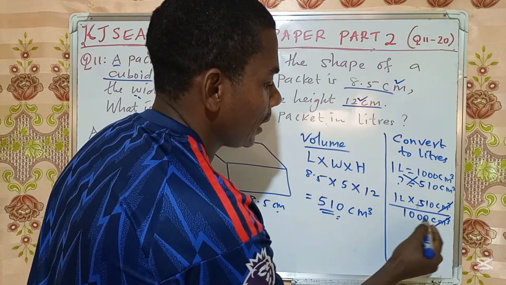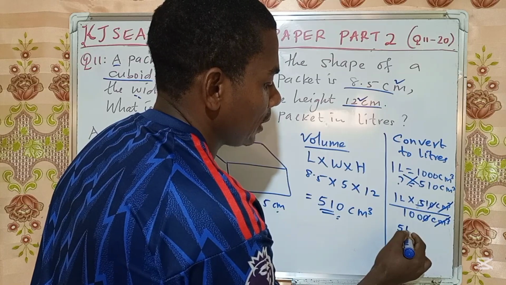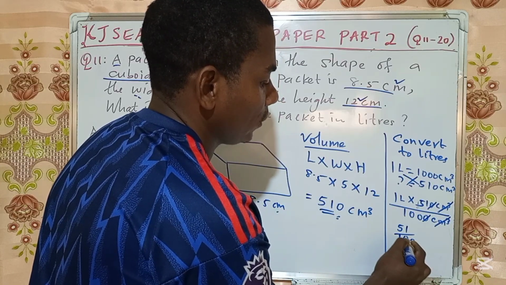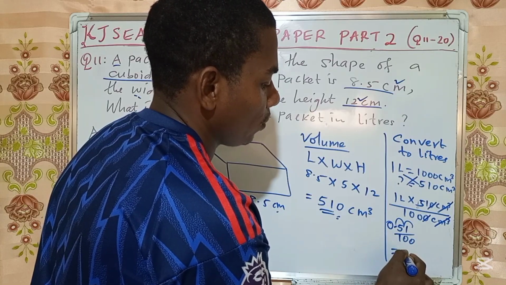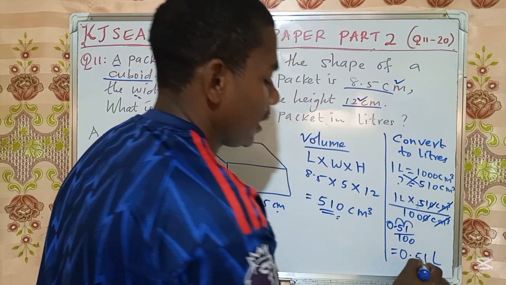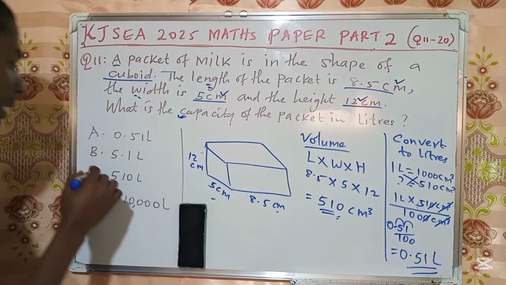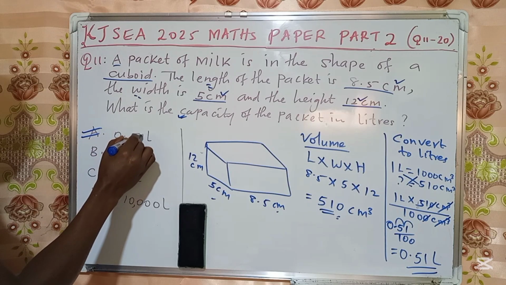So we remain with 0, 0. So 51 divided by 100, the answer is 0.51. You put a point here, so it will be 0.51 liters. The answer is 0.51 liters, and the answer was supposed to be A.